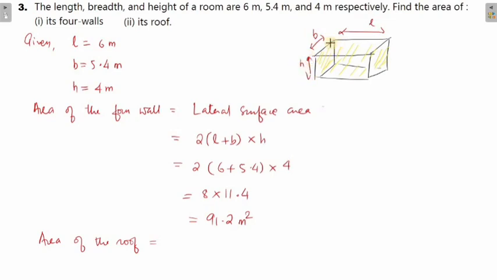In the roof we have to multiply length and breadth, so the area of the roof will be L into B. Now L is 6 and B is 5.4, so we need to multiply these two. 5.4 into 6 will be exactly 32.4. Since this is also an area, it will be in meter square. You may pause the video and note down your solution.